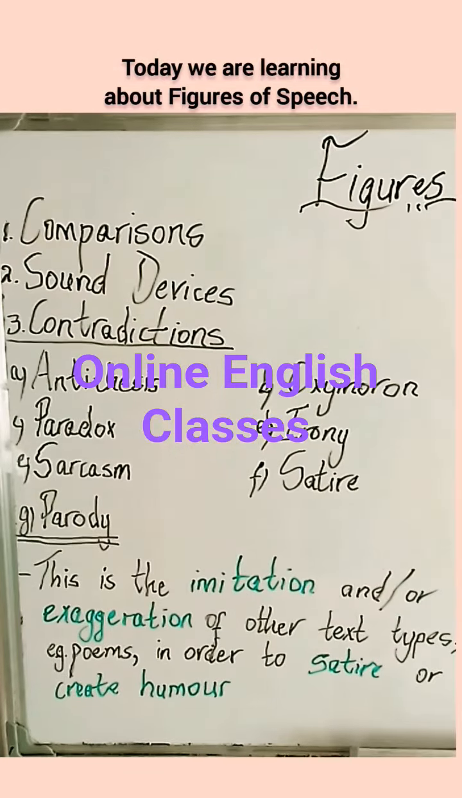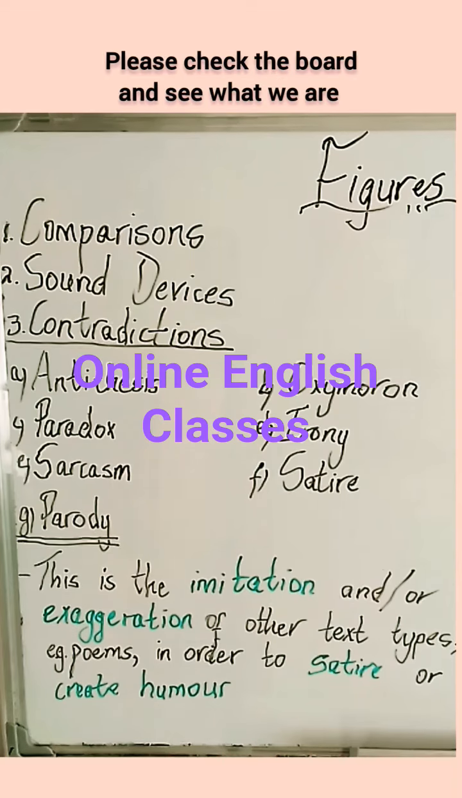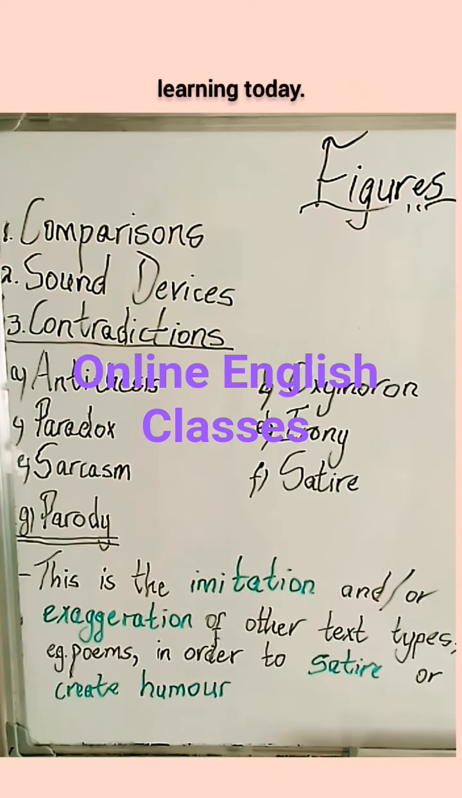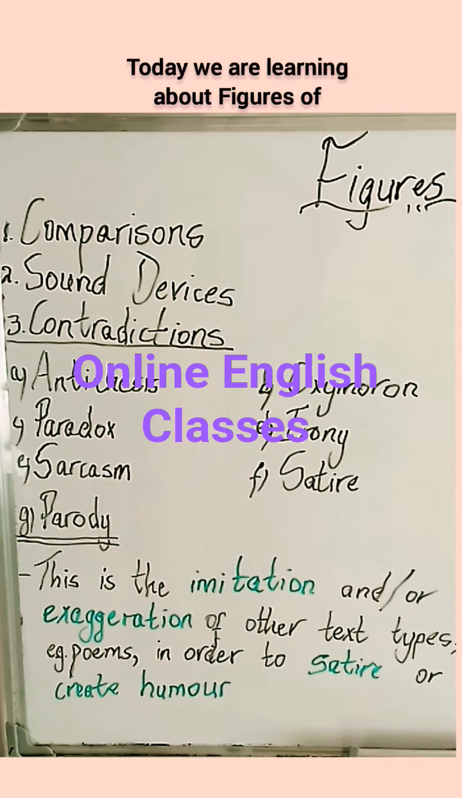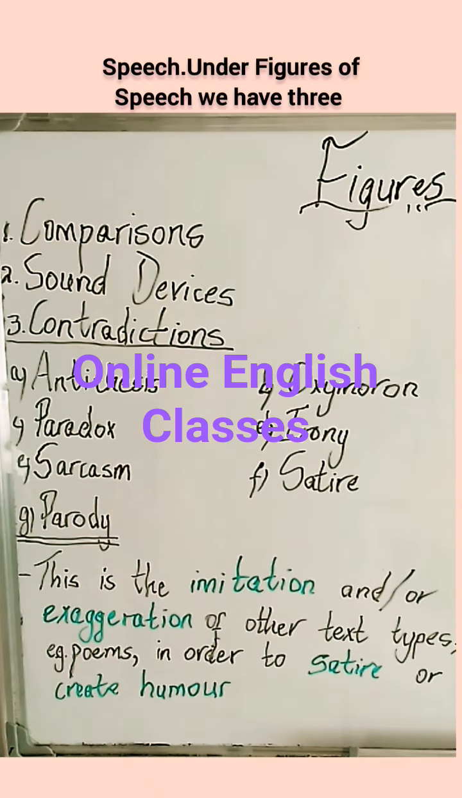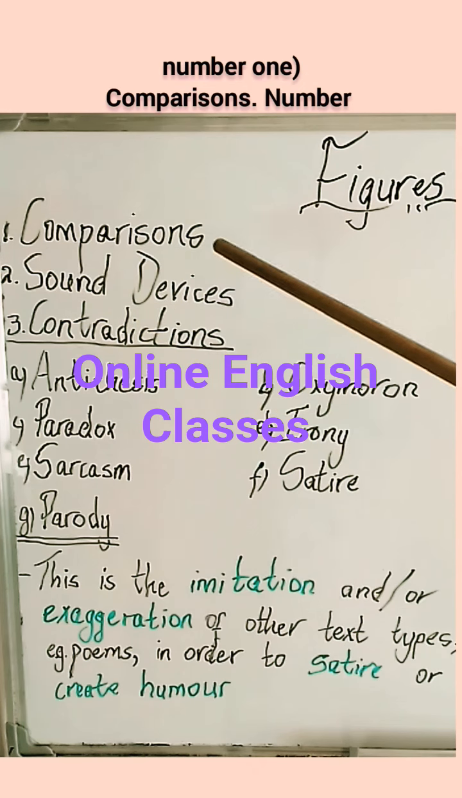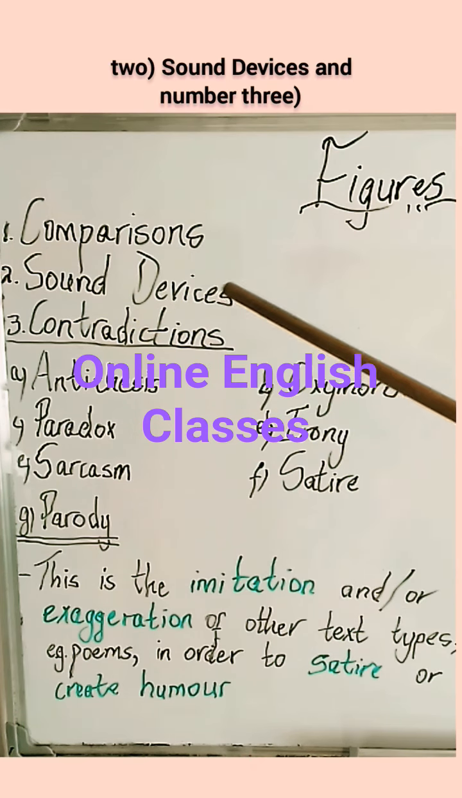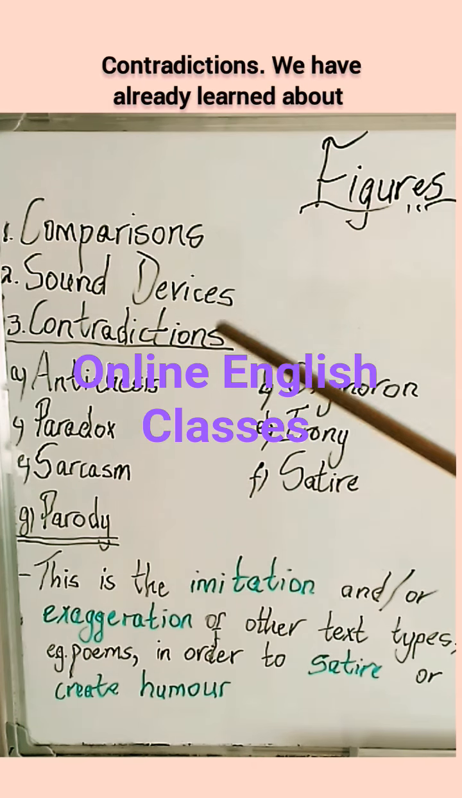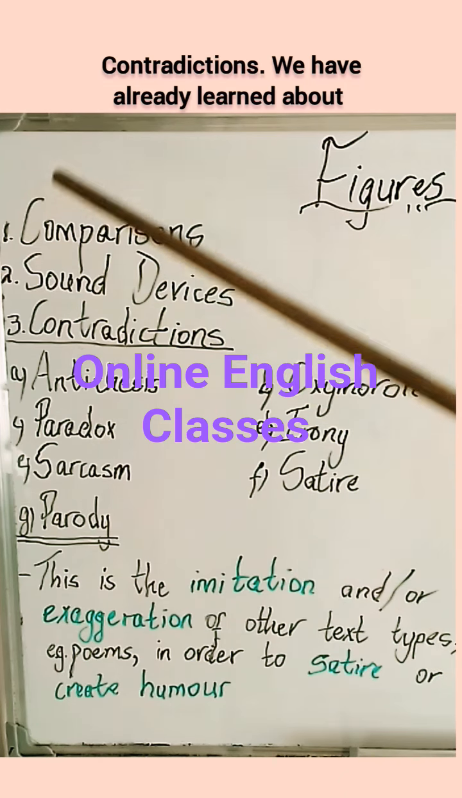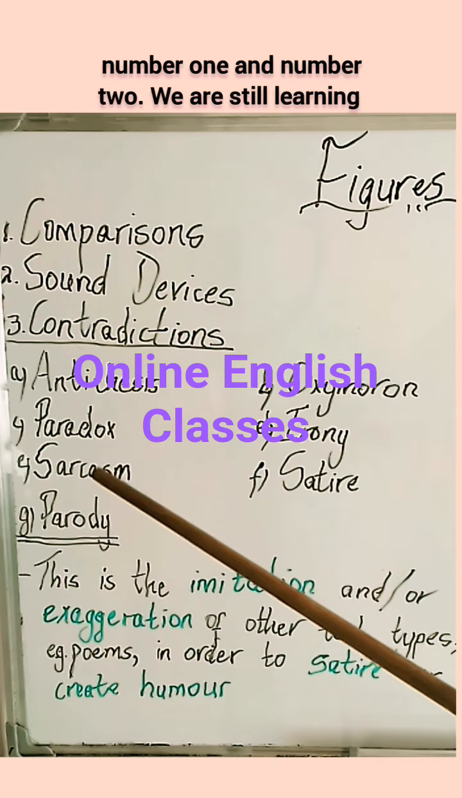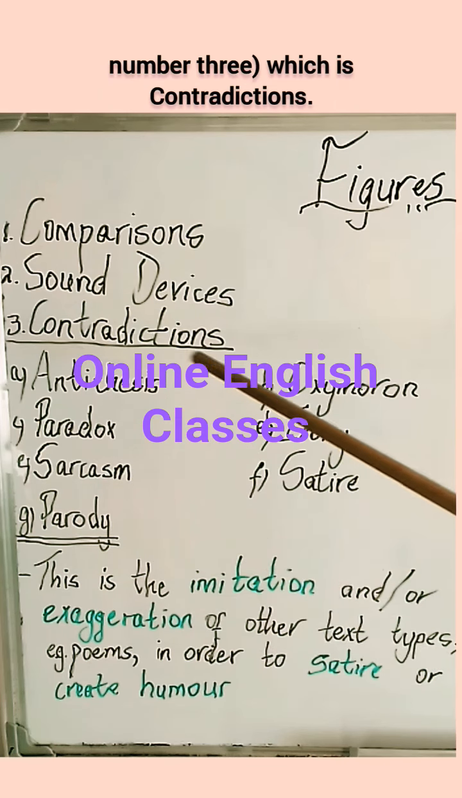Today we are learning about figures of speech. Please check the board and see what we are learning today. Today we are learning about figures of speech. Under figures of speech, we have three types of figures of speech. We have number 1, comparisons, number 2, sound devices, and number 3, contradictions. We have already learned about number 1 and number 2. We are still learning about number 3, which is contradictions.